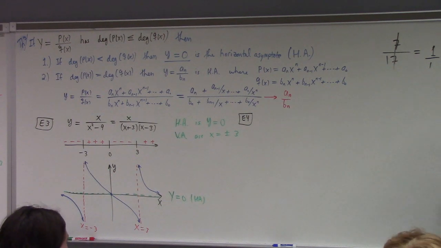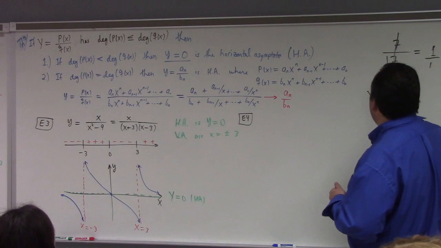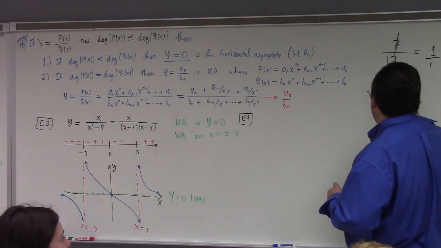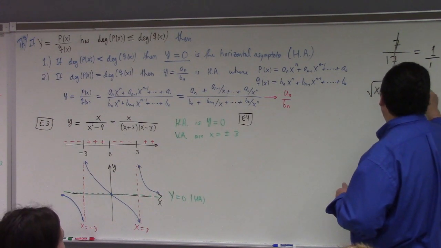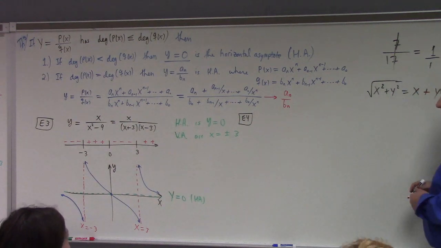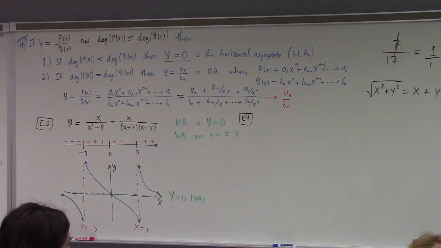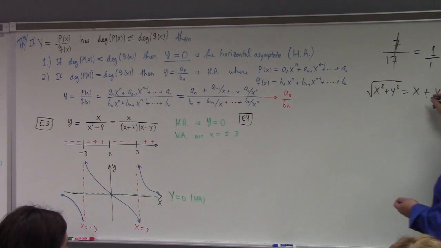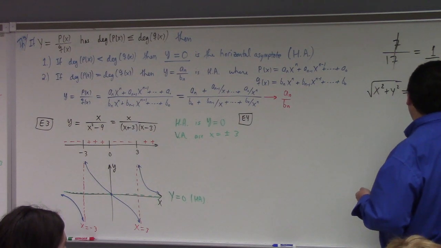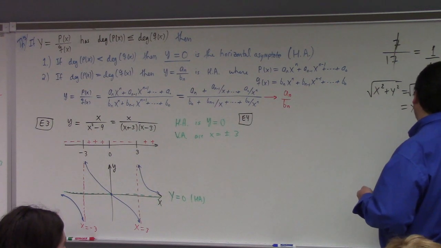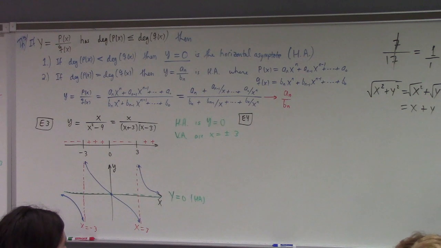I also can do things like this. I'm thinking there's going to be a lot of this. A lot of that. I like that one a lot. Because of course the square root of x squared plus y squared is like the square root of x squared plus the square root of y squared, which of course is x plus y, right? Yeah. It's wrong on many levels, what I just wrote.